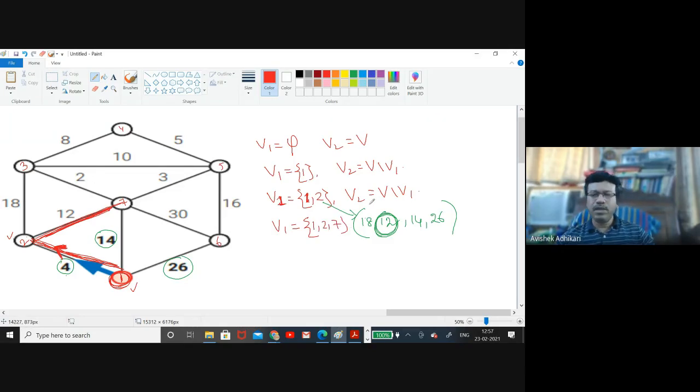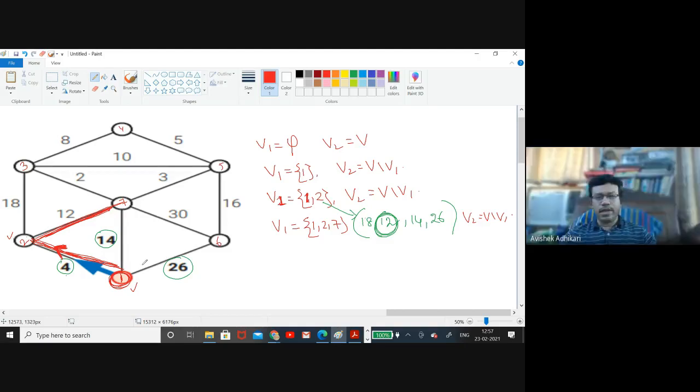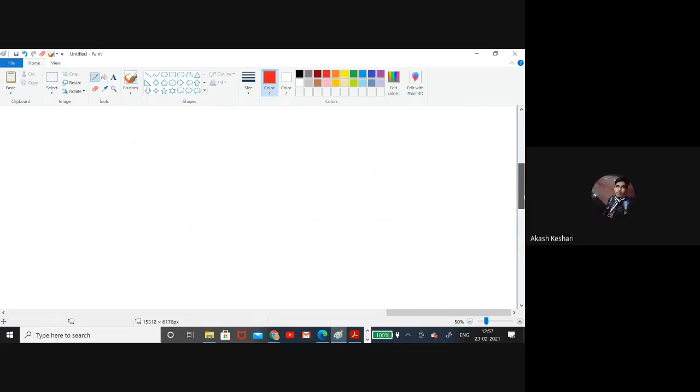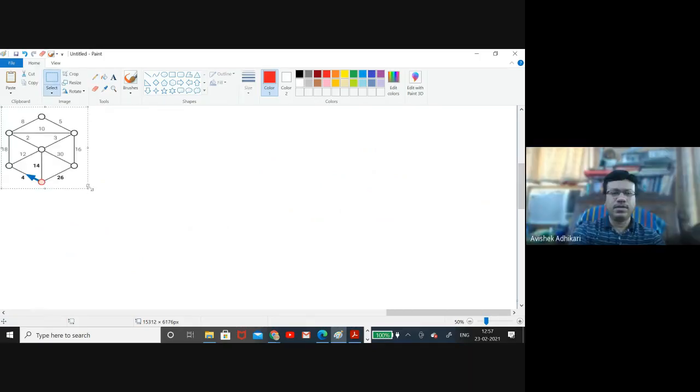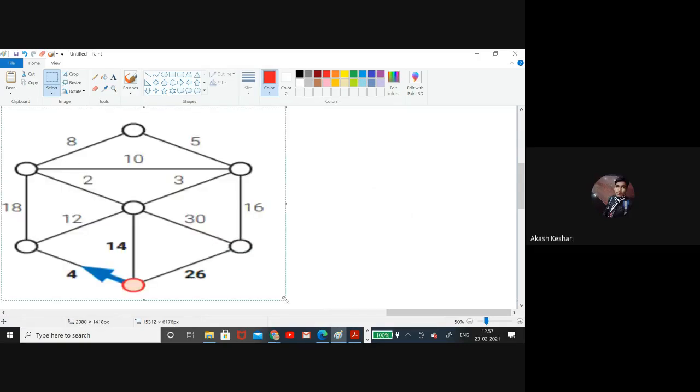Similarly for V2, it is the same thing, V minus V1. Sir, why are we considering 1? Let's try with any other vertex. Sir, when we are on vertex 2, then we need to come back to 1, then we can consider 14 and 26.